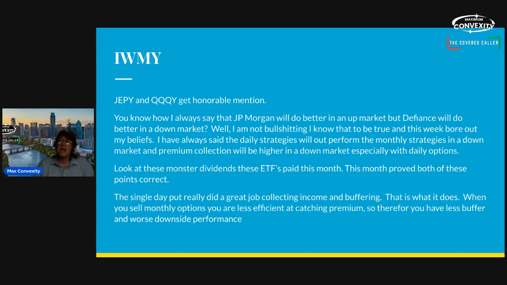All right, so the single day, yes, it did its job. Its job is buffer, collecting income and buffering, and that's what it did. It paid out a ton of income, and it did a ton of buffering. So, like I always say, monthly options are probably the better overall solution, with better average return. But the way the monthly works, it is less efficient at catching premium, so it's less efficient at creating buffer. But because it's less efficient at creating buffer, it has better performance on the upside, because you don't want buffer on the upside. It's ironic.